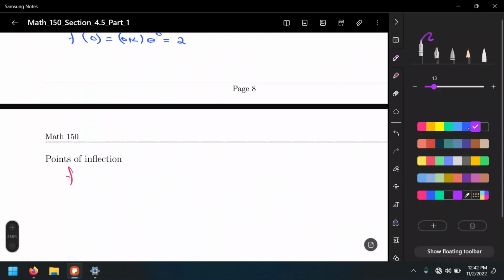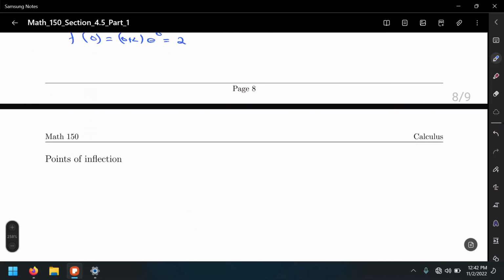So f at negative 2, that's negative 2 e to the negative 2, which is negative 2 over e squared, which is approximately negative 0.27. In other words, the ordered pair involved is negative 2 comma negative 0.27.